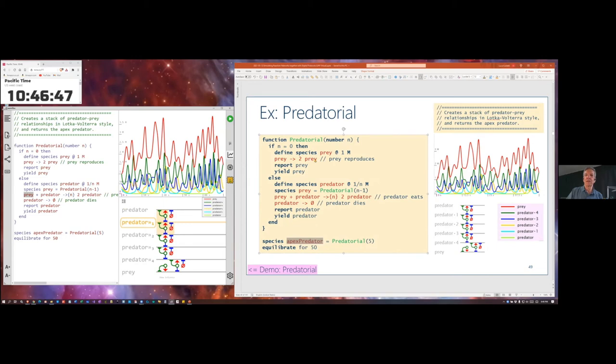And this way you can flexibly script all your models. The parameters here can be numbers, can be species, can be other functions, can be whole networks, can be time courses, flows. So everything is fully parameterized.